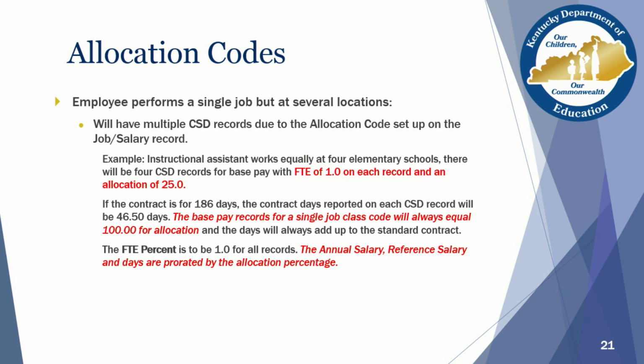The base pay records for a single job class code will always equal 100 for allocation, and the days will always add up to the standard contract. The FTE percent is to be 1 for all records. The annual salary, reference salary, and days are prorated by the allocation percentage.